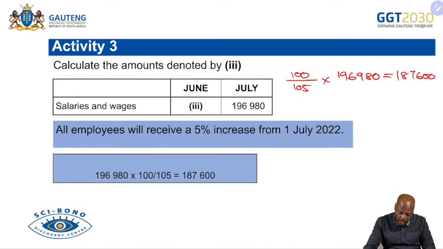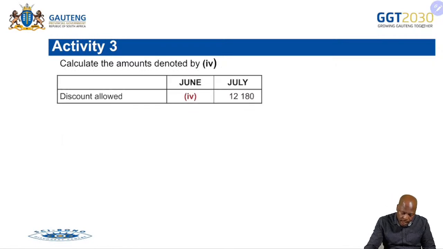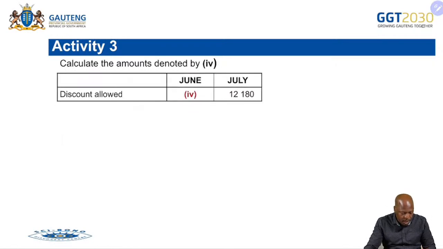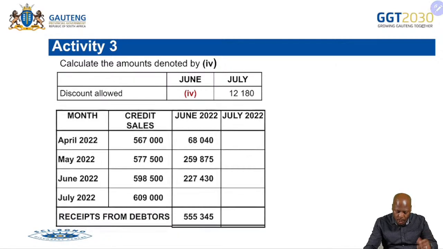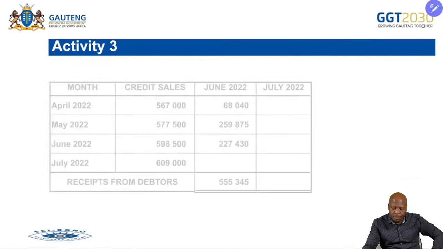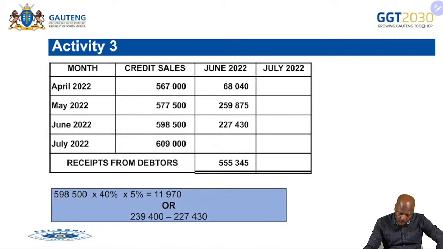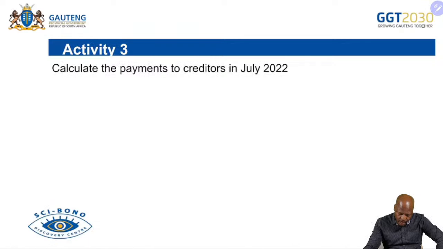187,600. Okay, then let's quickly go on to number 4, which says the amount of discount allowed. We had already attended to it earlier on, so we can simply repeat it here. If you look at it, there were other ways that you could have done it. But now let's quickly go on to the payments to creditors.